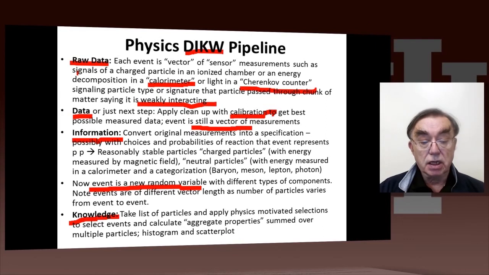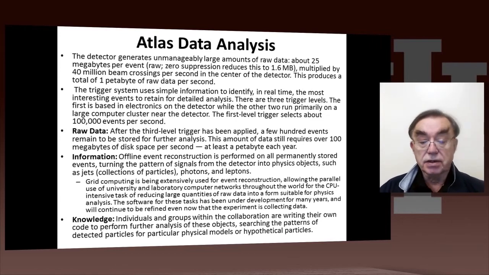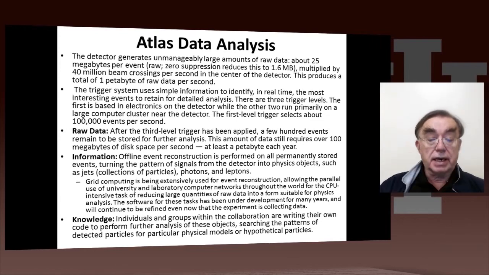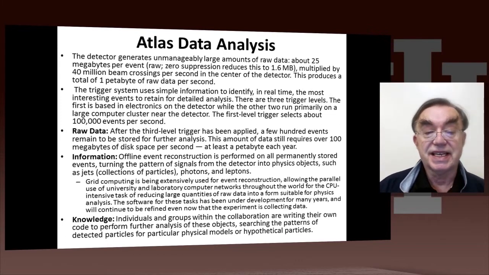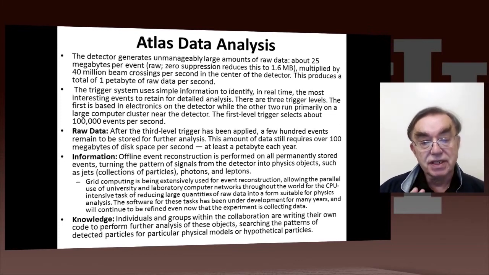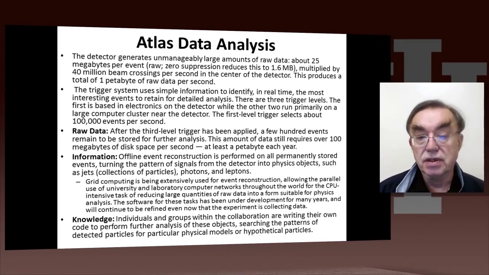Then finally, we get to knowledge, which is what you get when we study the Higgs. We take the list of particles, apply various selections, and calculate properties which are presented in terms of histograms and scatter plots. So DIKW, as you can see, when applied to event data, just takes events and converts one event to another event. These events get more refined until they get sufficiently refined that we can draw some wisdom from it, such as, in this case, the standard model of particle physics is, at least in this particular prediction, confirmed.